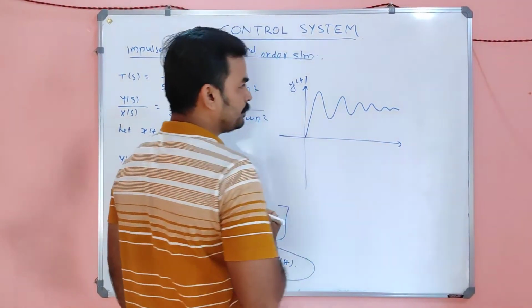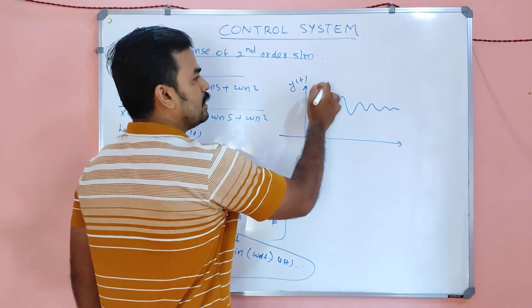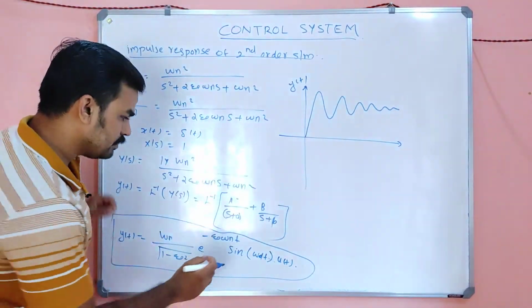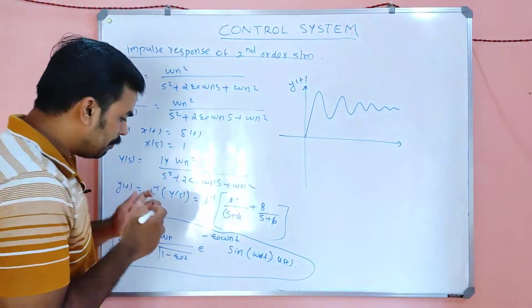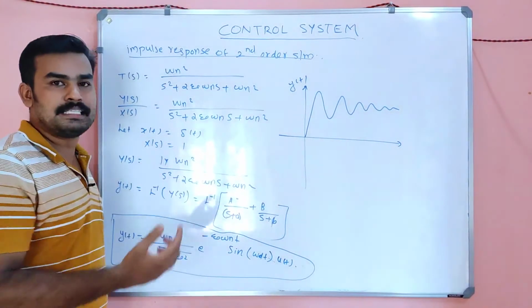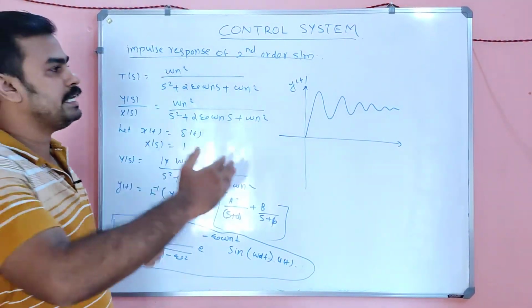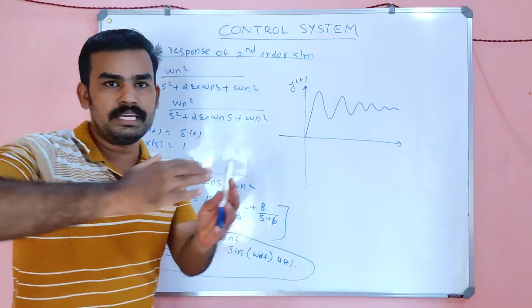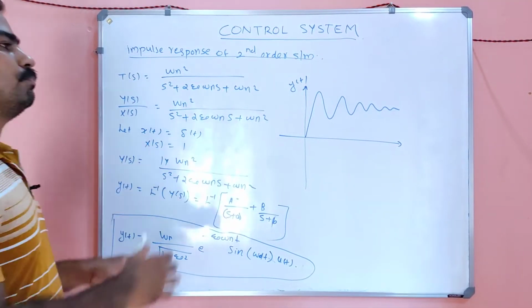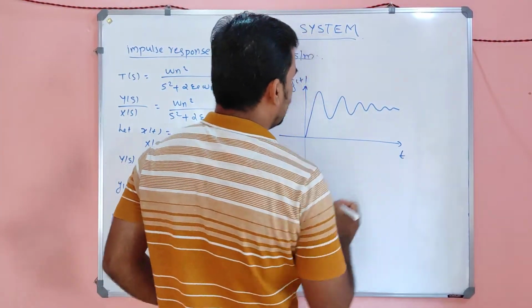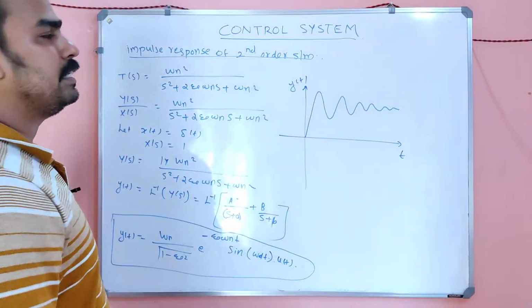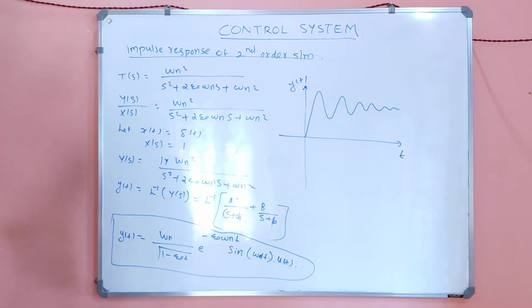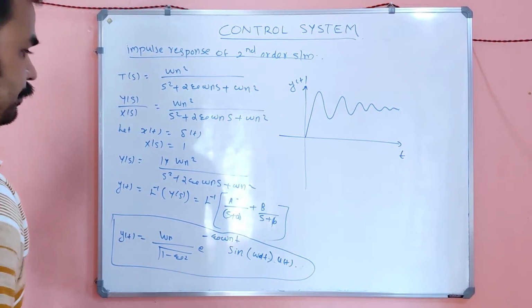this. This is the y of t. The sinusoidal function is there because it contains sine omega d t, but in the presence of e raised to minus eta omega n t it is an exponentially decaying curve. The sinusoidal will be a slowly decaying function. So that is the output equation, and that waveform will be the nature of output, my dears. Is it clear?